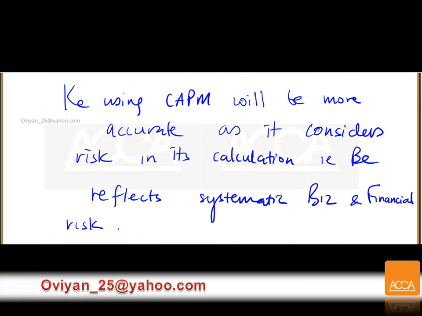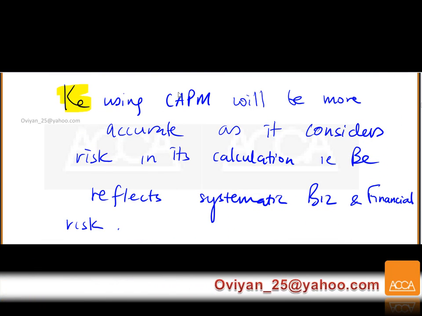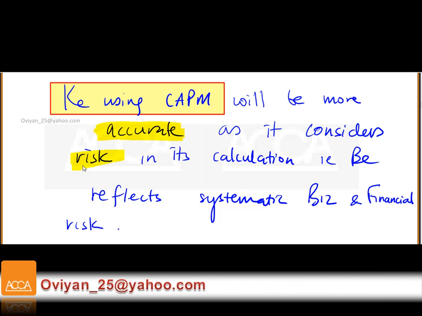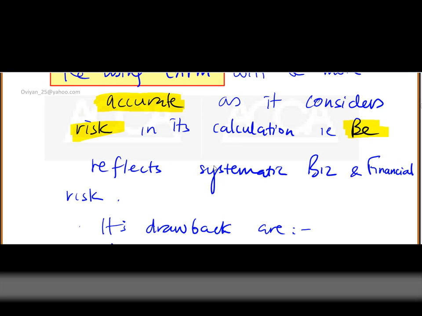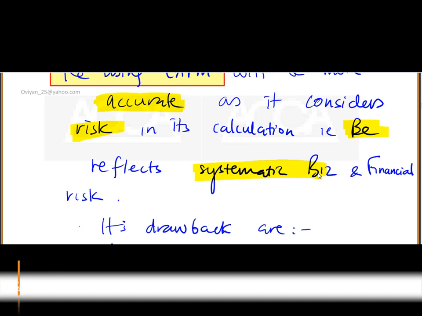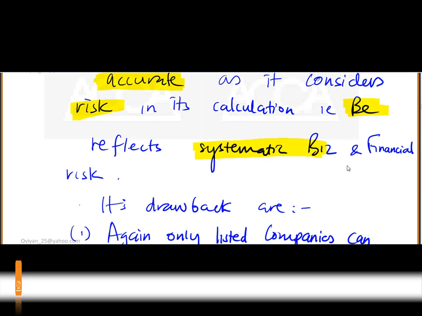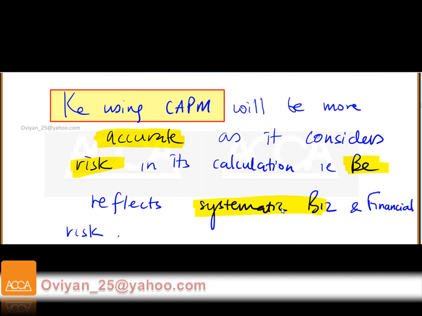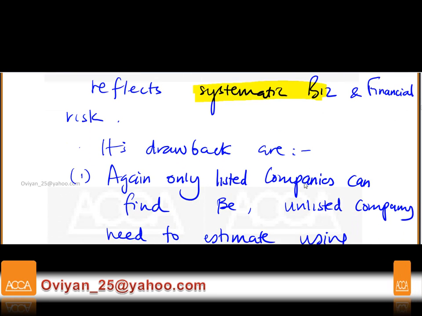Now, cost of equity using the CAPM will be more accurate. I'm starting my answer with this straight away. It's going to be more accurate as it considers risk in the calculation of its beta equity that reflects systematic business risk and also financial risk. Then you say, so this is superior, because of this. But it also has its drawback.